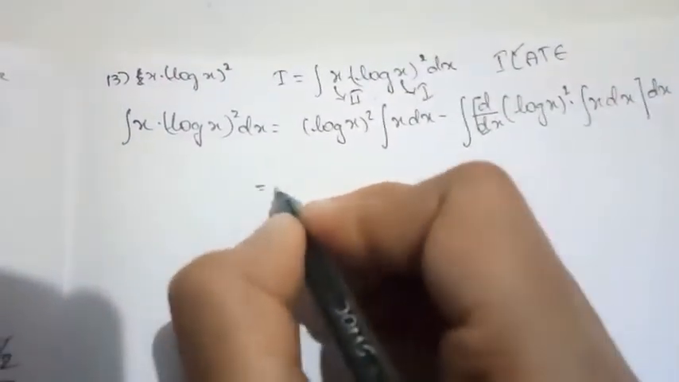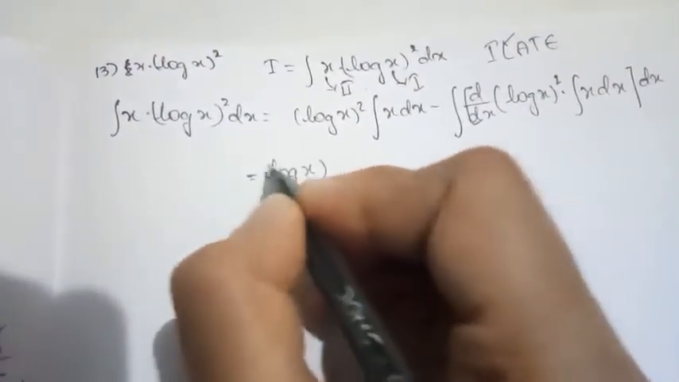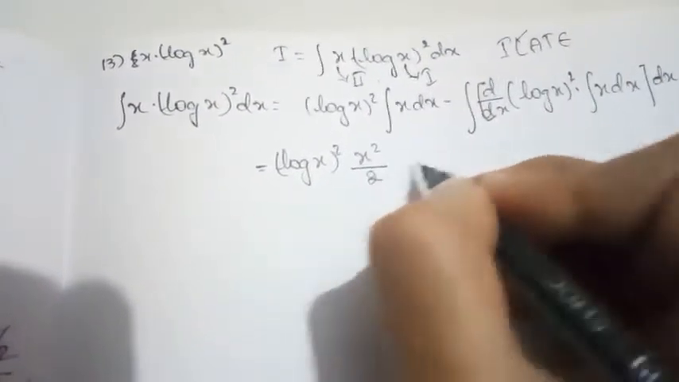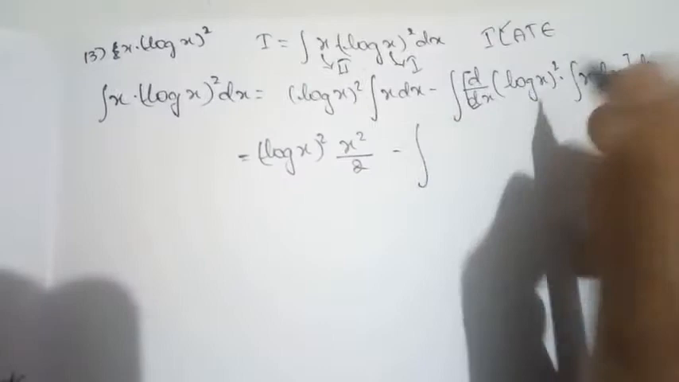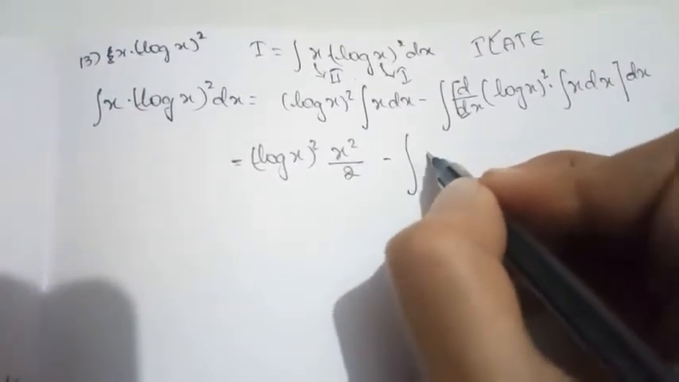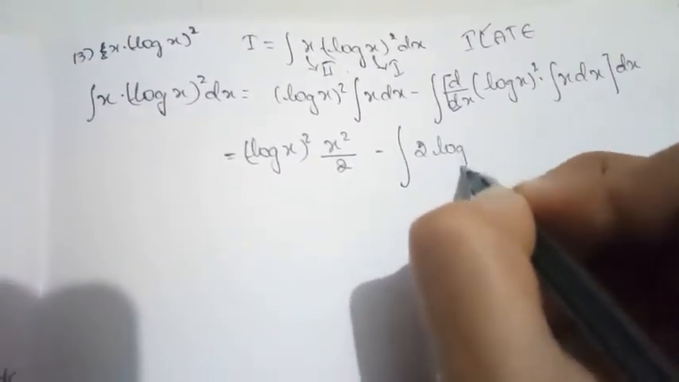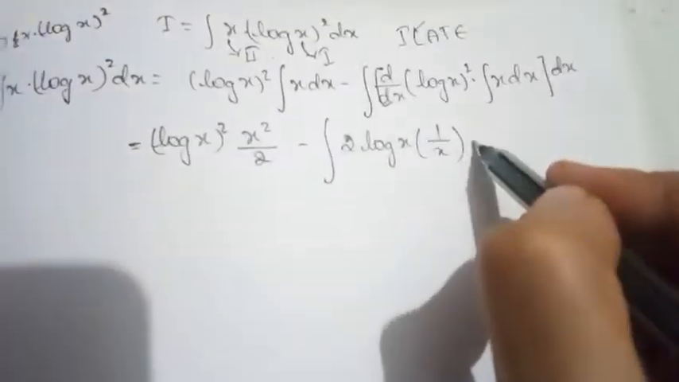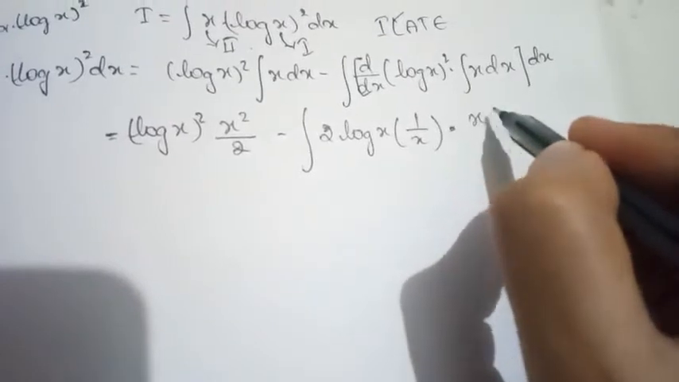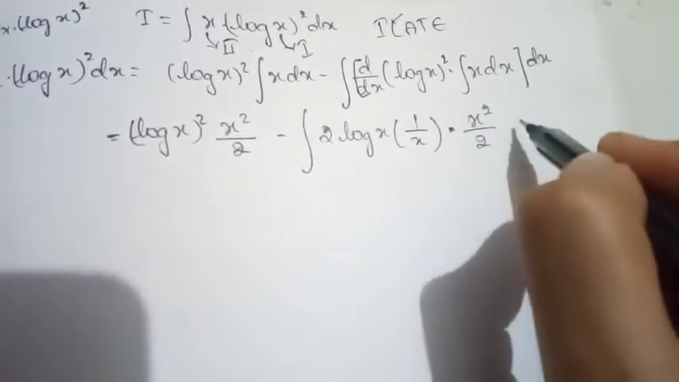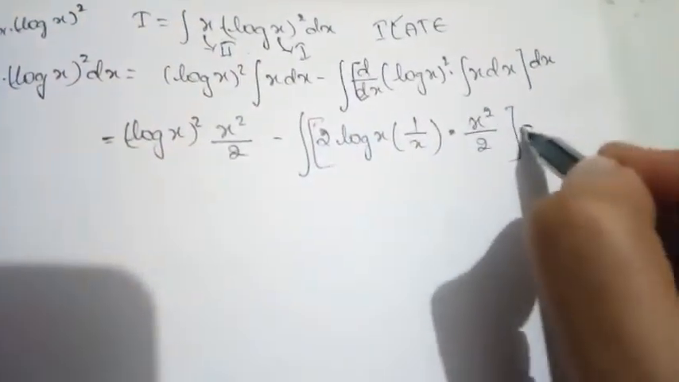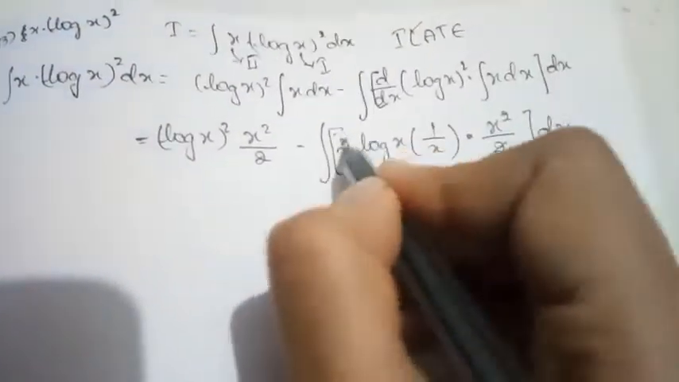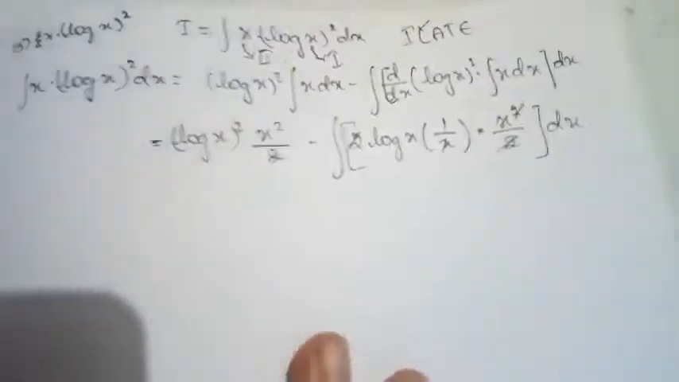So now what happens, log x whole square as it is, integration of x dx is x square by 2, minus integration of the differentiation of log x whole square, which is 2 log x into 1 by x. Chain rule is followed here. Into integration of x, which is x square by 2, into dx. Now you can see clearly that the 2 gets cancelled, and x into x gets cancelled out.